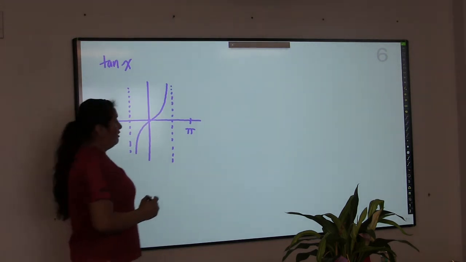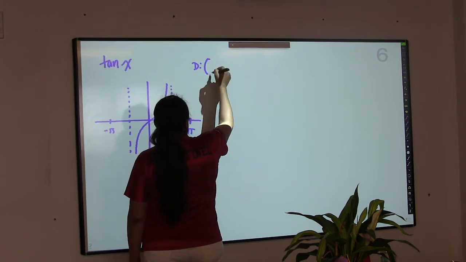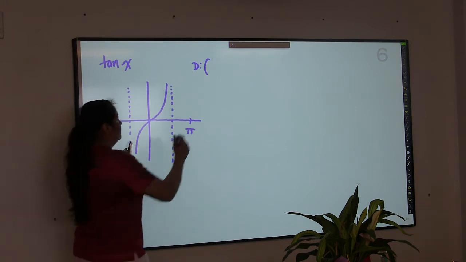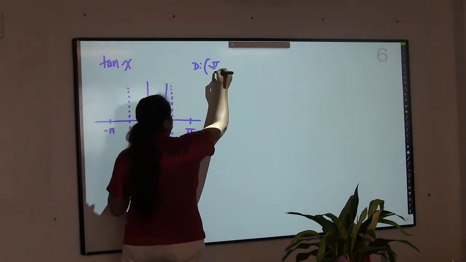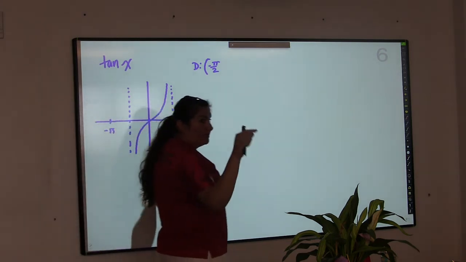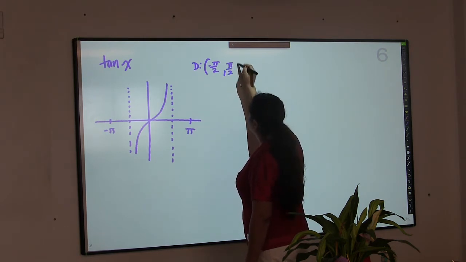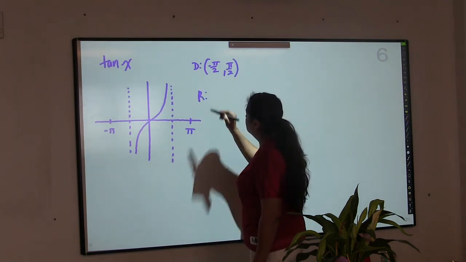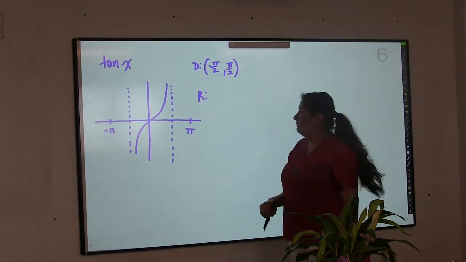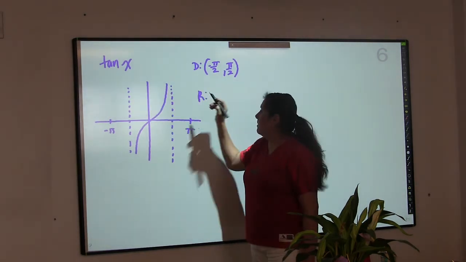For tangent, the domain is not a bracket, for one thing. It's not a bracket because the domain goes from negative pi over 2, but it doesn't include pi over 2. That's why the asymptote's there. In the other cases, you have brackets because it includes the endpoints. And over here, we have positive pi over 2. Your range is going to be everything, right? Because it's going to go down forever and go up forever. So it's going to be all reals.